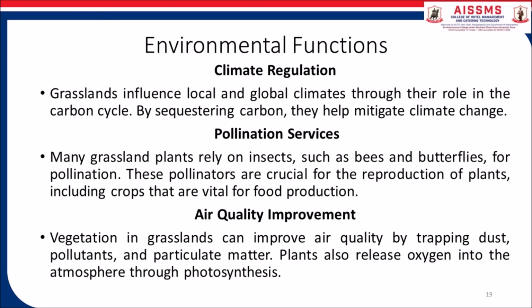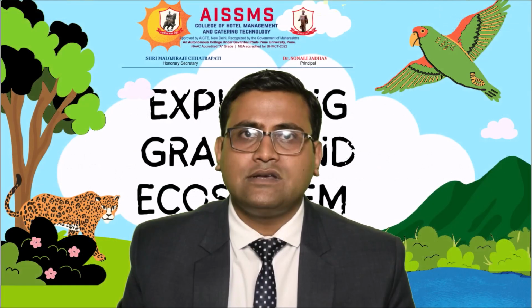Next, air quality improvement. Vegetation in grassland can act as a very good air quality purifier by trapping dust, pollutants and various matters. Plants are also responsible for the release of oxygen into the atmosphere through the photosynthesis process.